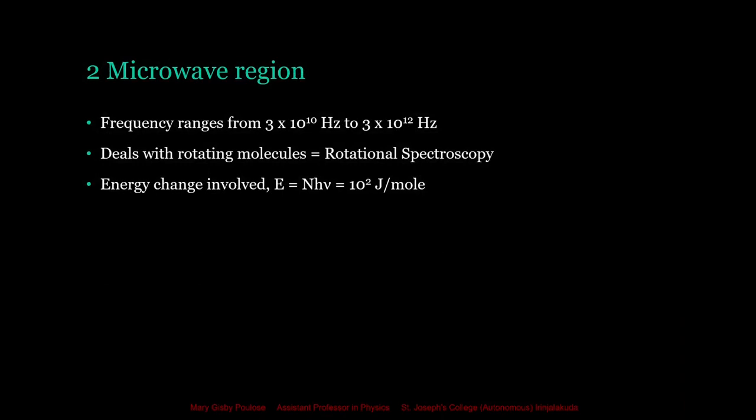Now, the next region in the electromagnetic spectrum is the microwave region. The frequencies in this region range from 3 into 10 raised to 10 hertz to 3 into 10 raised to 12 hertz. Now, this will deal with rotating molecules and hence this region of spectroscopy is called rotational spectroscopy. And the energy change involved here is 10 raised to 2 joule per mole. You can calculate it using h nu.